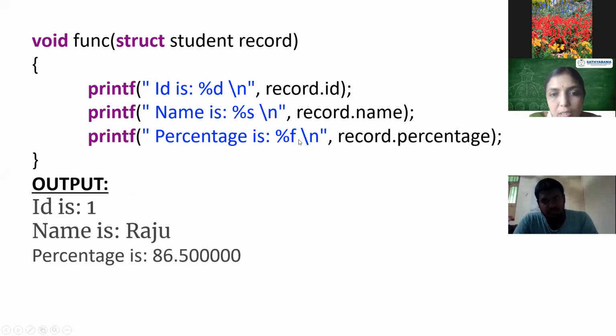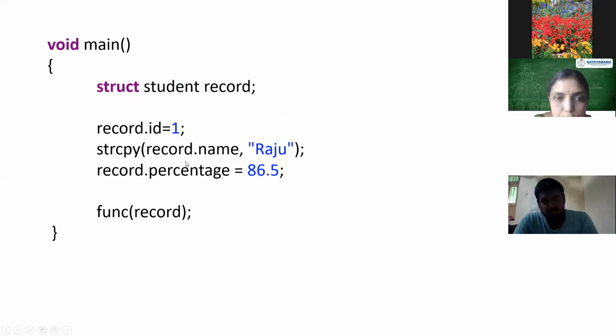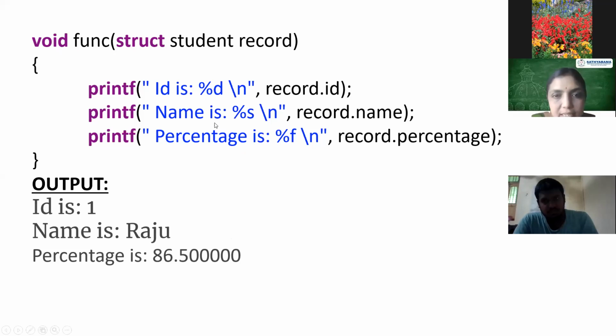If I give it as 0.2f, then it would give me the value 86.50, rounded to 2 decimal places. Able to understand? I'm just passing the value which is made available in the main function to this particular function, record, and it gets displayed onto the screen.